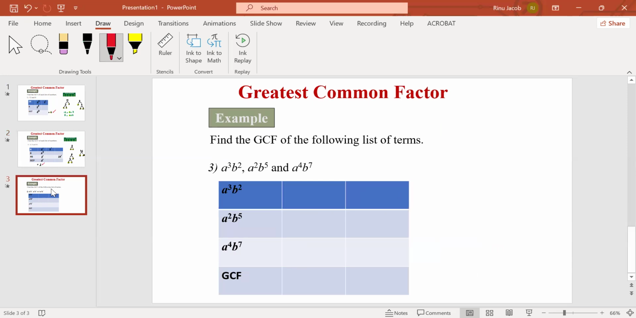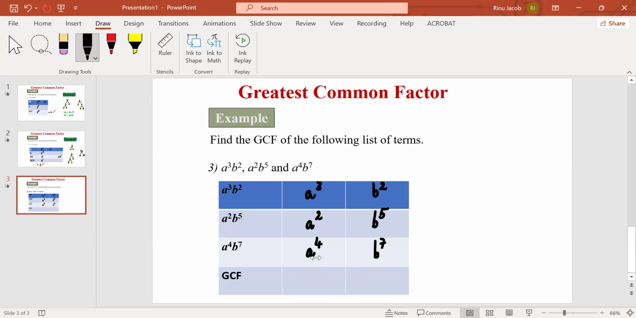Let's do one more question to check whether you understood it correctly. Find the GCF of the following list of terms: a to the power of 3 b to the power of 2, a square b to the power of 5, a to the power of 4 b to the power of 7. So let's quickly start working on it. The factors are a to the power of 3, b to the power of 2, a to the power of 2, b to the power of 5, a to the power of 4, b to the power 7.